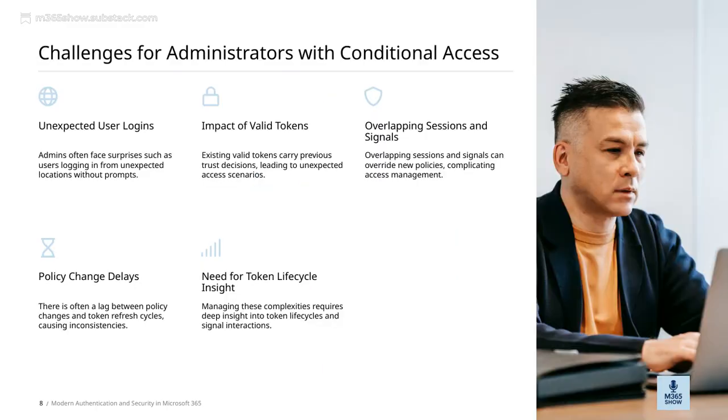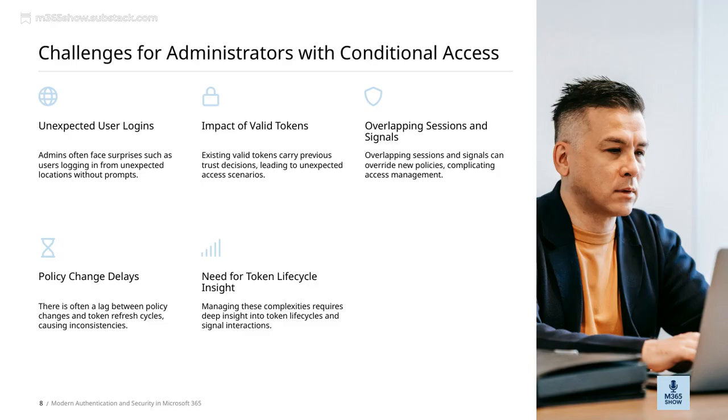Managing these complexities requires a deep understanding of token lifecycles and how signals interact within the system. When policies change, there's often a delay before tokens are refreshed, which can lead to inconsistencies in access. This means that even after a policy update, some tokens might still carry outdated permissions, causing unexpected behavior. Overlapping sessions and various signals can also override new policies, making access management even more complicated.